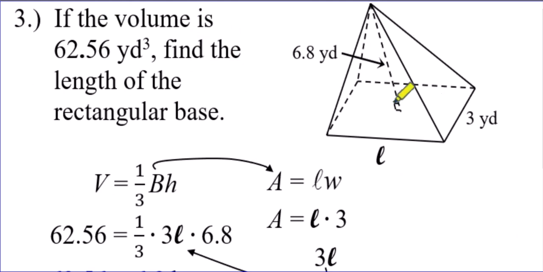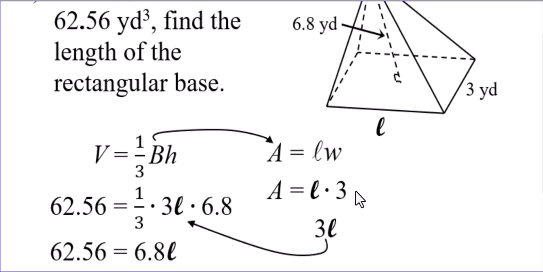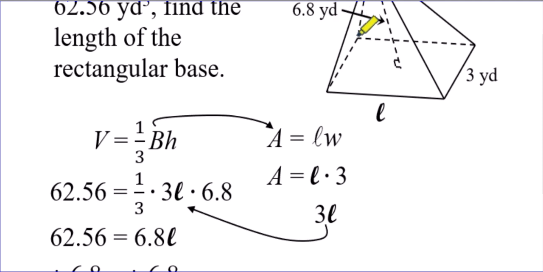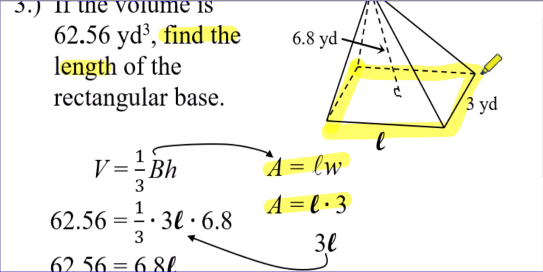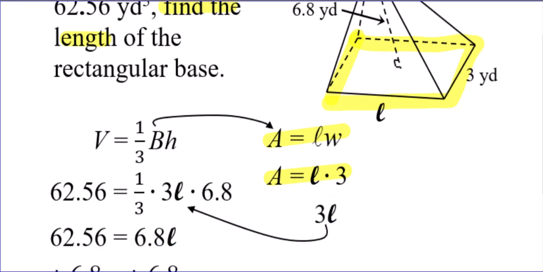This was a rectangular pyramid. I did do the work off to the side to get the area of the rectangle. So here's that work. Except I never knew the length. The length was the unknown. Find the length. So I have the width. Length times 3, that's just 3L. Put that in for the area of the base.